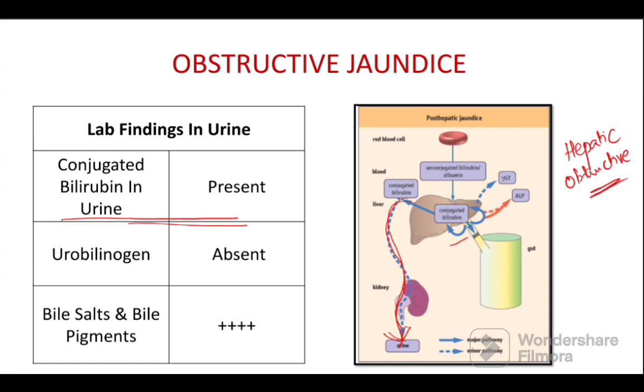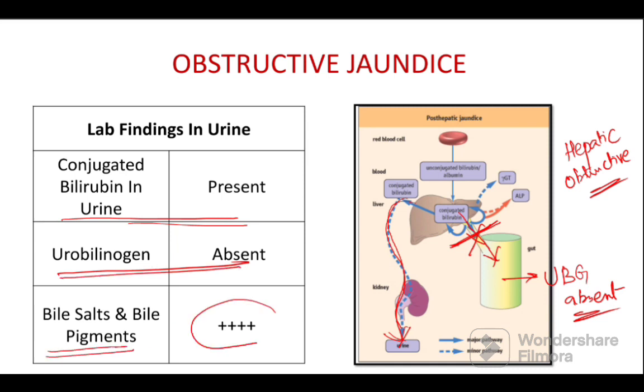And because of the obstruction, conjugated bilirubin will not pass into the intestine. So urobilinogen is completely absent in obstructive jaundice, and bile salts and bile pigments are present to the maximum extent. Bile salts and bile pigments are present in increased amount. So this was about prehepatic, hepatic and obstructive jaundice, their causes and the clinico-biochemical findings.